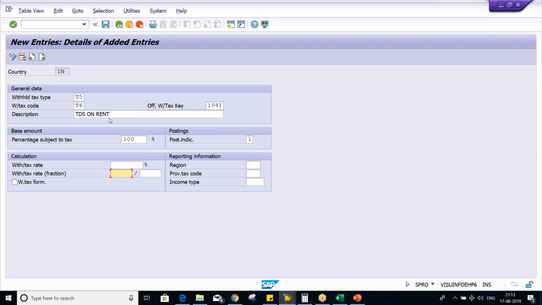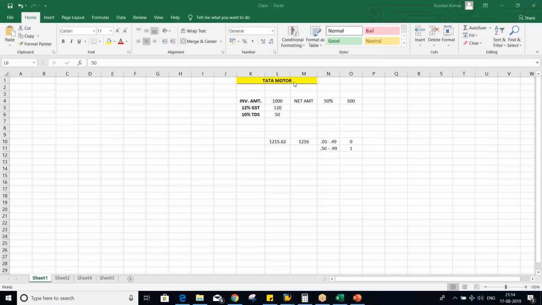Now instead of 10%, I'm going to give 5%. Press enter. Still there are no issues, and if you want to save, you can save. Control S. Look at here. So under one tax type, we can set up multiple tax codes, but vice versa is not possible. So what is happening, guys? What is the benefit here?